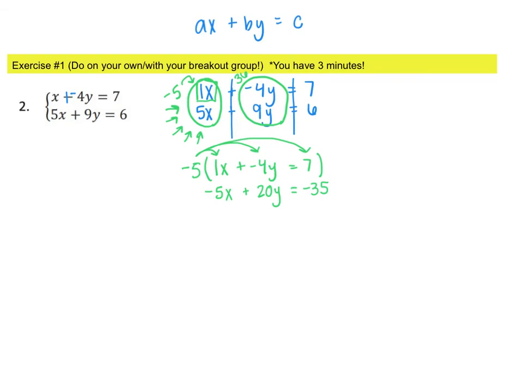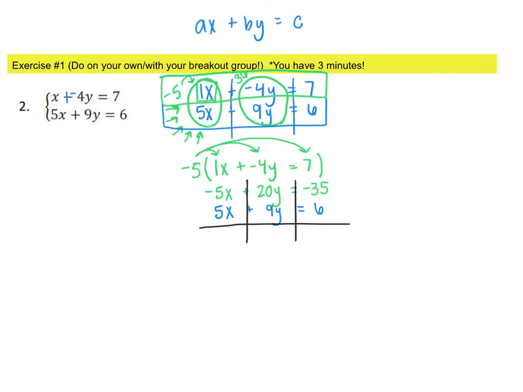All right, go ahead and check your work with my work. Negative 5 and a 1 is negative 5x. Negative 5 and a negative 4 is 20y's. And negative 5 and 7 is negative 35. So this whole first equation, I've changed. Now I'm just going to line it up with my second equation and do my elimination. So I had 5x plus 9y equals 6. So now I want you to do your elimination here. And your x's are going to eliminate, so I want you to solve for y. So tell me at the bottom, what does y equal? Okay, take a couple minutes to do this.